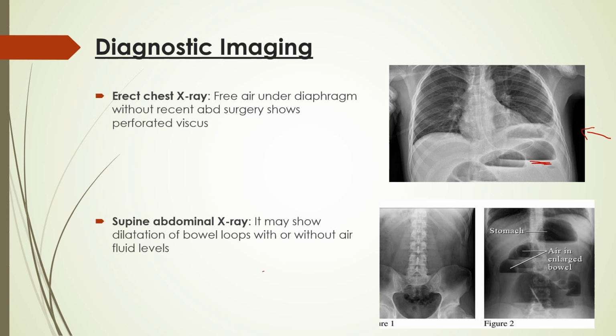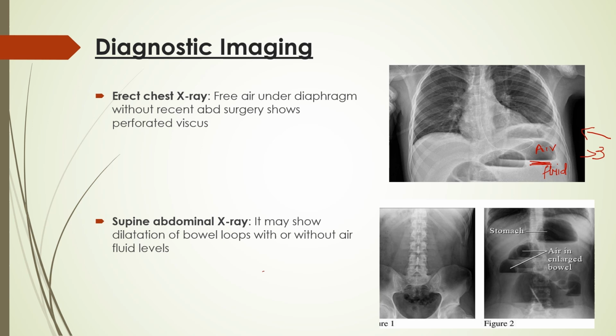This line separates the air from the fluid, and it is normal for a person to have air fluid levels in their intestines, but if they are more than 3, this is abnormal and it indicates intestinal obstruction.